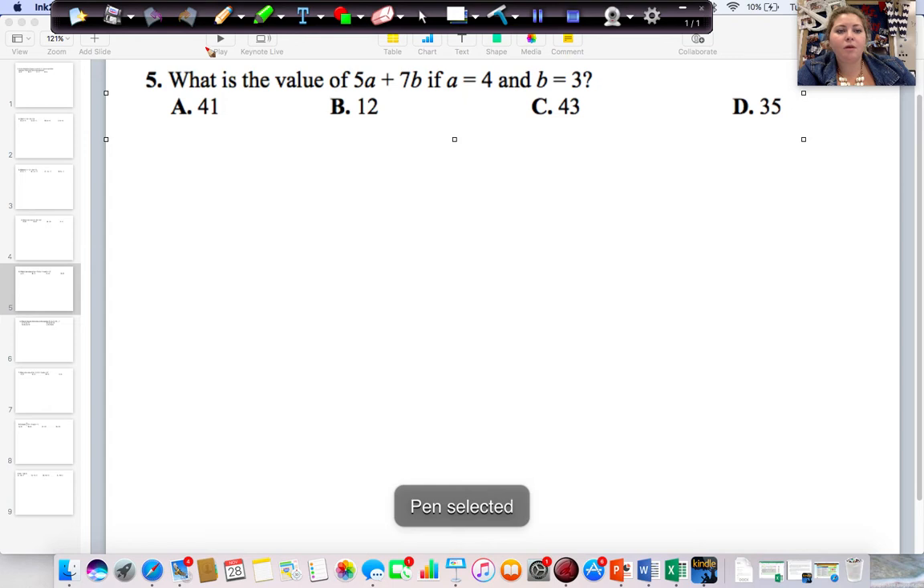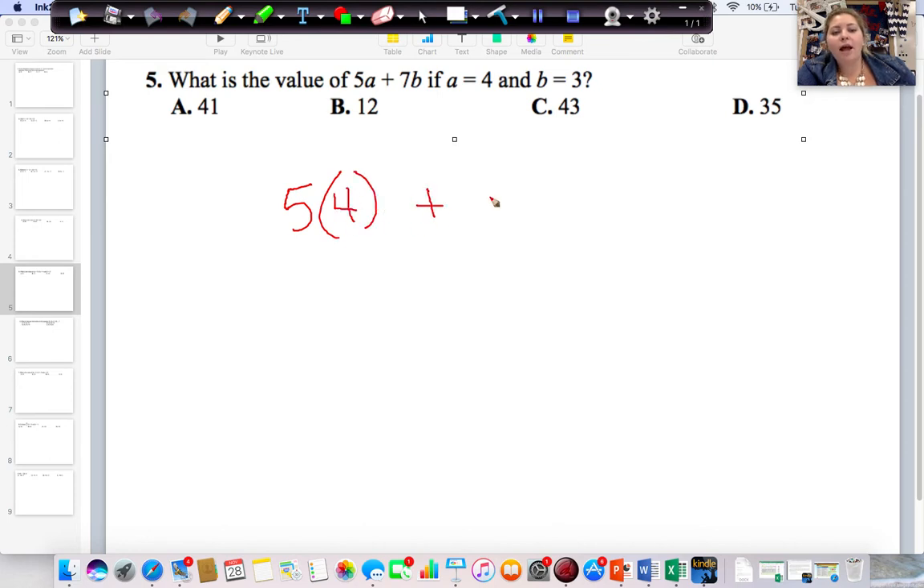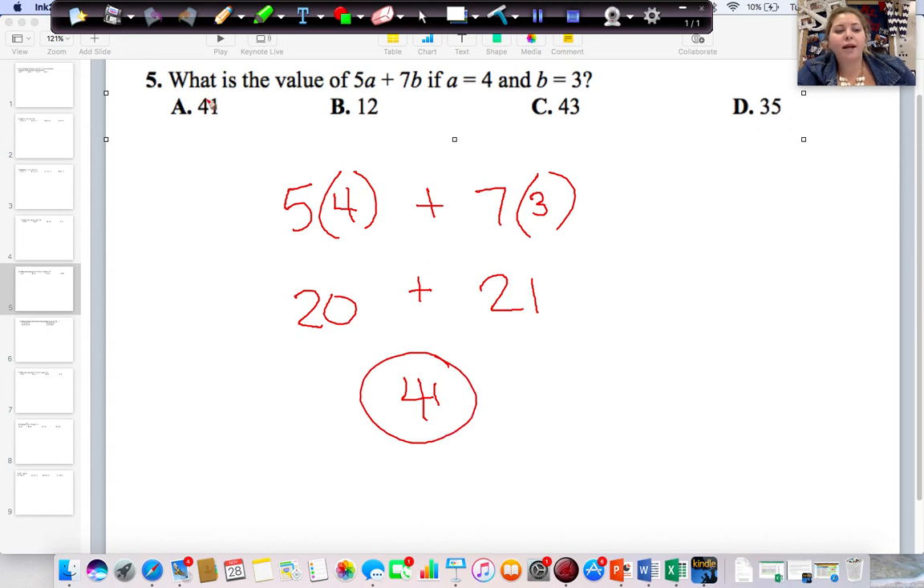Okay. What is the value of 5a plus 7b if a equals 4 and b equals 3? Remember, when a letter is next to a number, that means we are multiplying them. So we are multiplying 5 times a, which a is 4, and then we are adding that to 7 times b, and b is 3. 5 times 4 is 20. 7 times 3 is 21. When we add these together, we get 41. So our answer is A, 41.